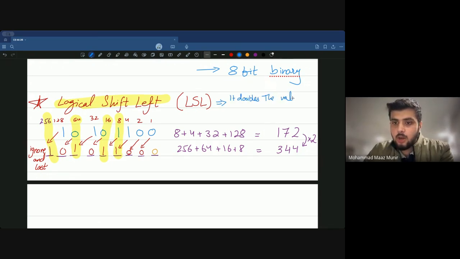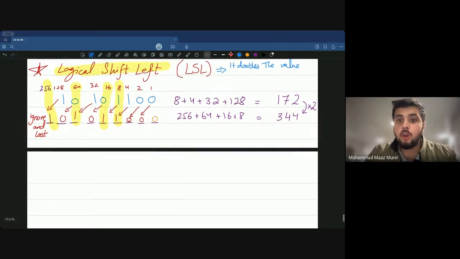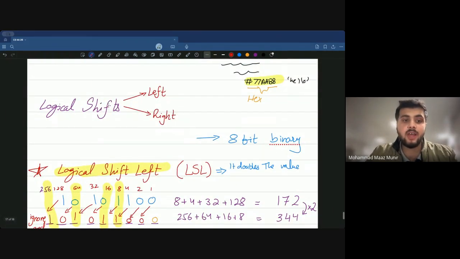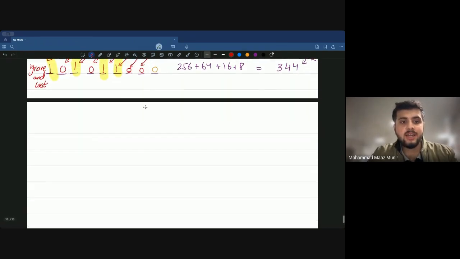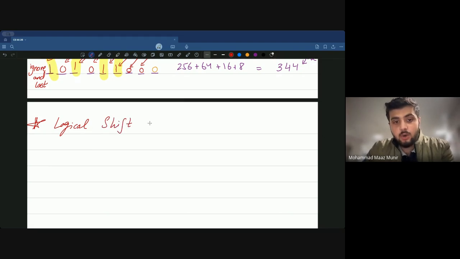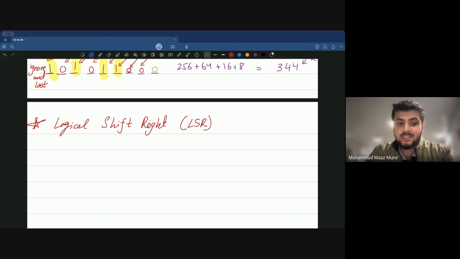And just like the logical shift left, we also have the logical shift right, because I stated that we could have a logical shift towards either the left-hand side or the right-hand side. On the right-hand side, we have the logical shift right, which could be denoted by an LSR. Again, in your exam, they won't be using LSR directly, but you should be aware of it. It's better to stay safe rather than taking risks.